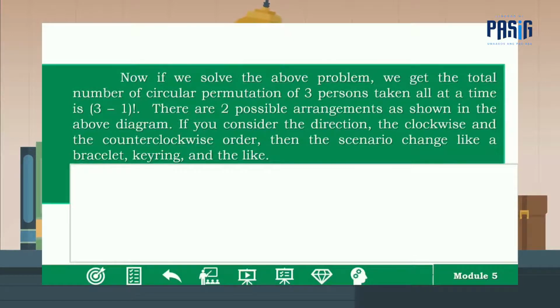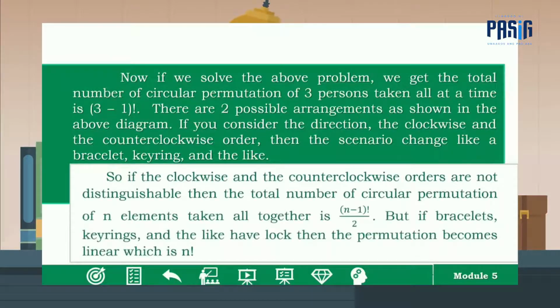If you consider the direction, the clockwise and the counterclockwise order, then the scenario changes, like a bracelet, keyring, and the like. So, if the clockwise and the counterclockwise orders are not distinguishable, then the total number of circular permutations of n elements taken altogether is the quantity (n minus 1) factorial divided by 2. But if bracelets, keyrings, and the like have a clasp, then the permutation becomes linear, which is n factorial.